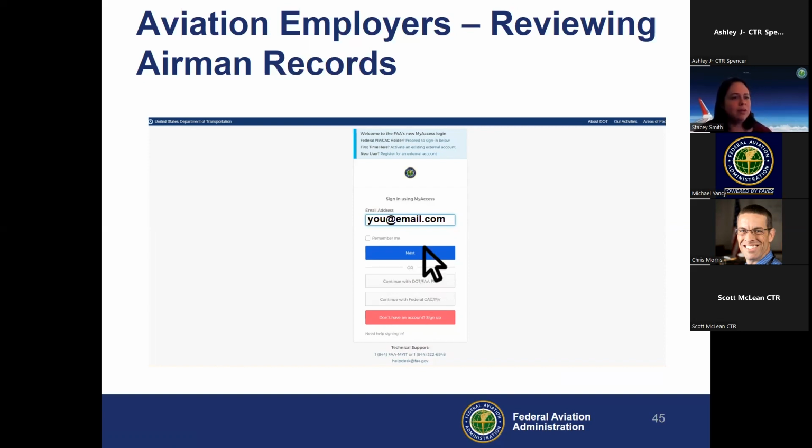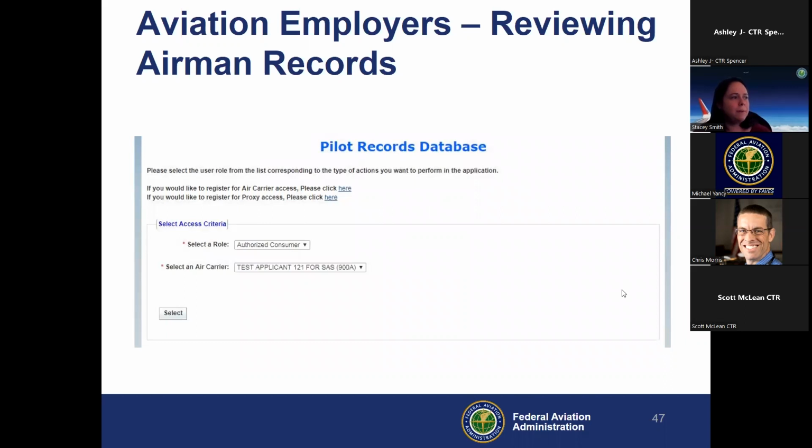And from here, you will go to the PRD page where you'll select your role. If you're reviewing airmen records, select the authorized consumer role. For those of you that register as a responsible person, just want to note that in the drop down, responsible person is not a role that you'll see in PRD. That's for an authorization in PRD, but not for actually using the system to review records and everything. So sometimes for the responsible persons, it's a little confusing when you're logging in.